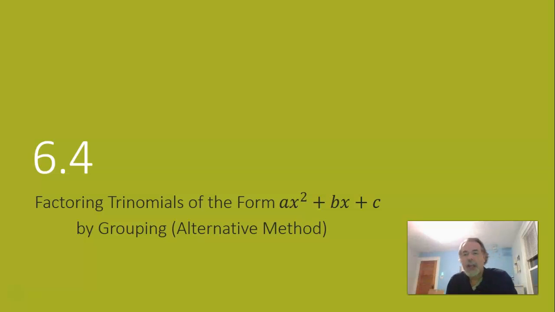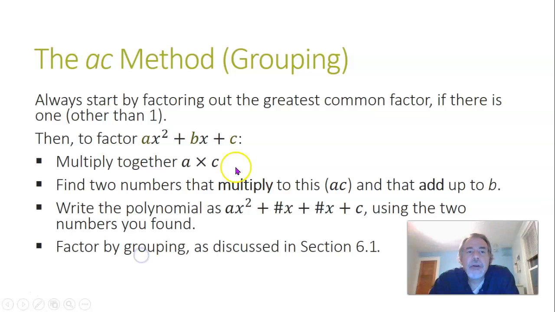But if you don't see how to do it, it can take a lot of trial and error and trying different things. And this way is more systematic. So you can decide which one you like better. So the way this method works, and sometimes it's called the AC method because it starts by looking at A times C. Sometimes it's called the grouping method because that's involved. But here's how it works.